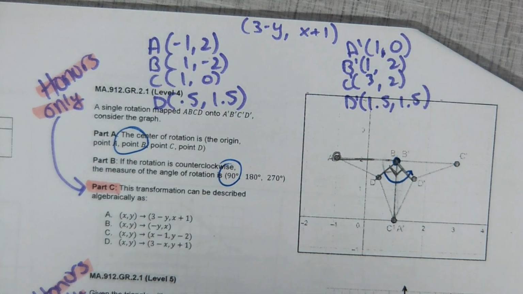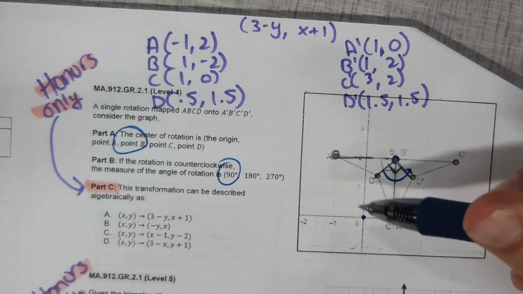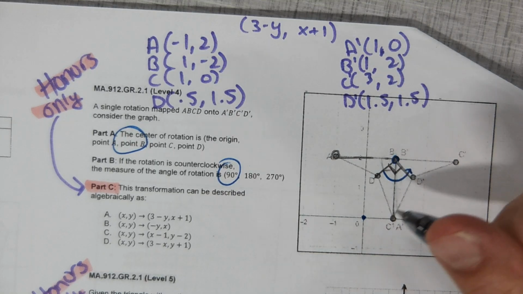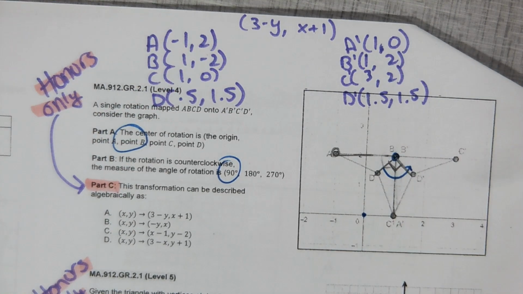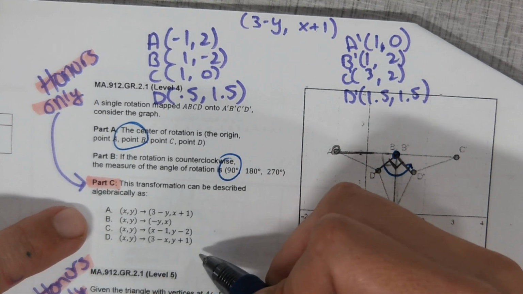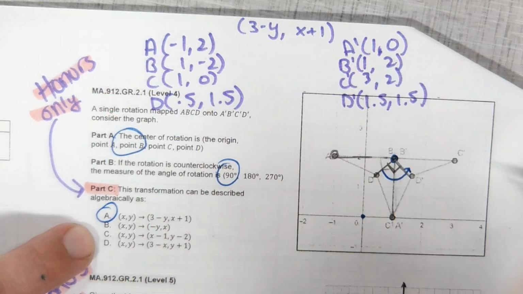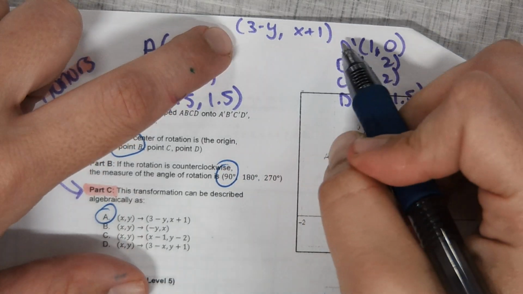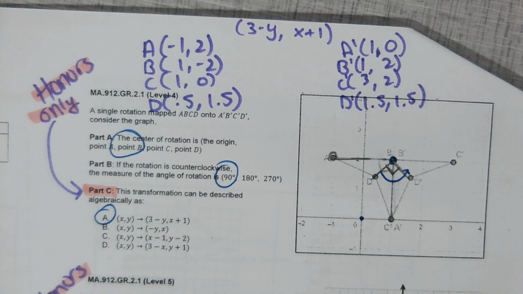Then for part C, it wants to know the coordinate rule. When we did rotations and looked at coordinate rules, the rotation was always centered at the origin. So we used our coordinate rules around that. But this isn't centered at the origin, it's centered at point B. So what you would need to do is go through each answer choice here and figure out which one's right. It just so happens that the first one is the correct one. So I made this chart up here. We're just going to test the first one, and the first one's going to be right, so we don't have to do it 4 times.